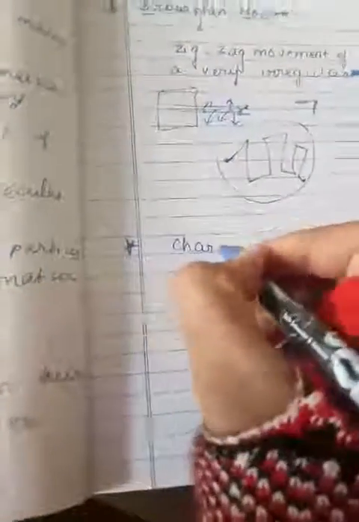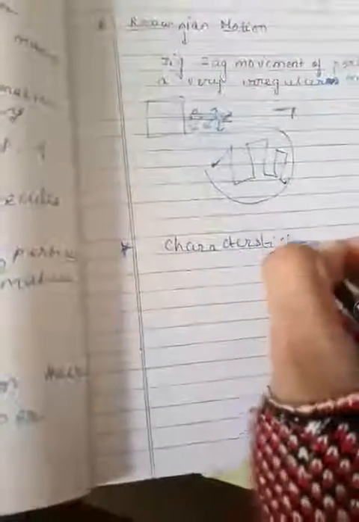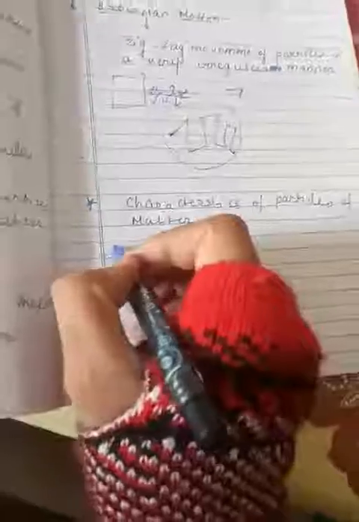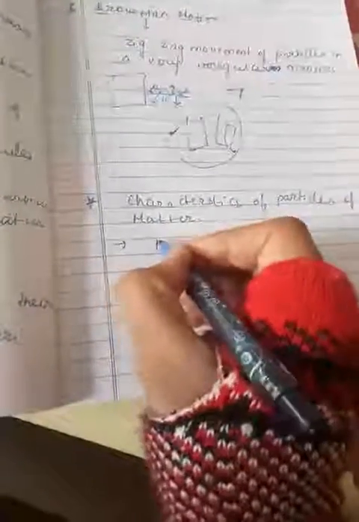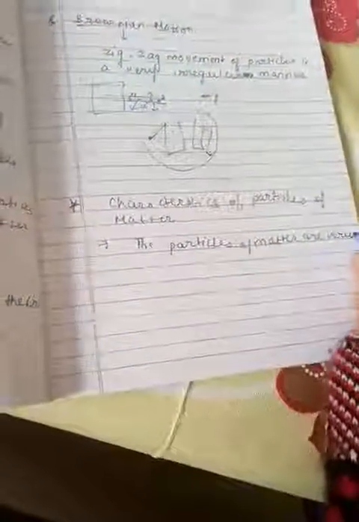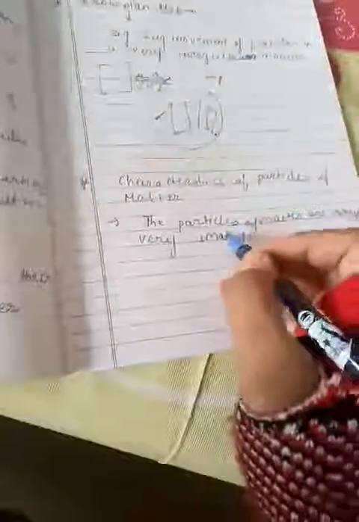The next topic is the characteristics of particles of matter. What are the characteristics? First, the particles of matter are very, very small. Let's see an evidence.